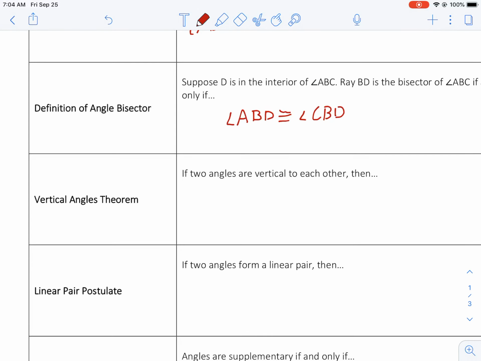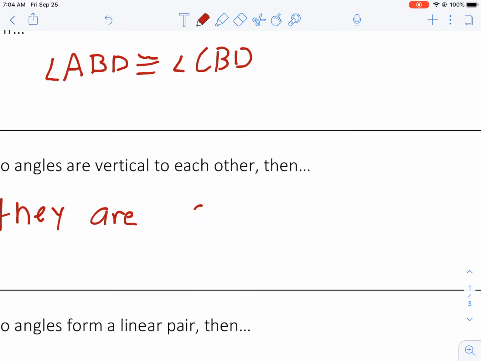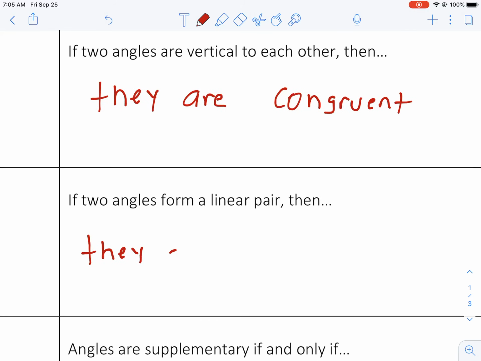Next one, if two angles are vertical to each other, then they are congruent. That's the vertical angle theorem. So if you're going to use vertical angles, you're going to use the vertical angle theorem. We can abbreviate it as VAT. Linear pair postulate: if two angles form a linear pair, then they are supplementary. Supplementary, of course, means they add up to 180. So what does supplementary mean? Angles are supplementary if and only if they add up to 180.